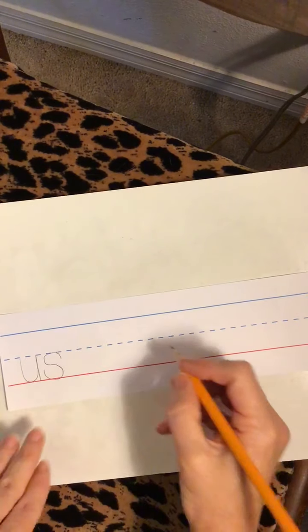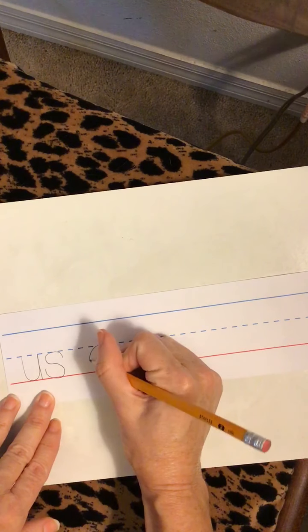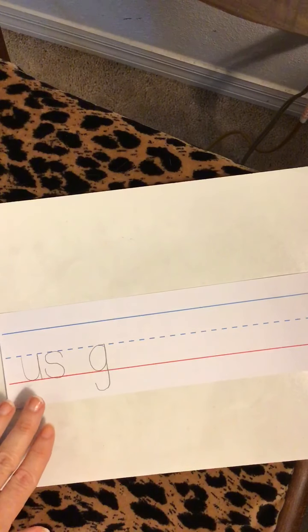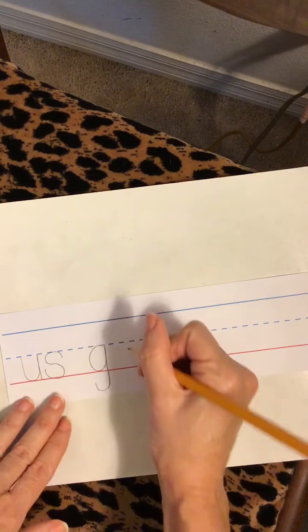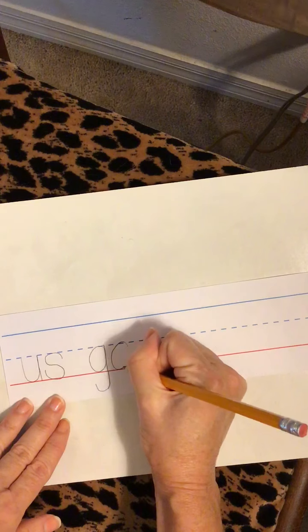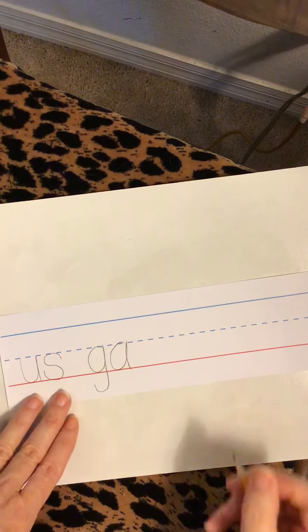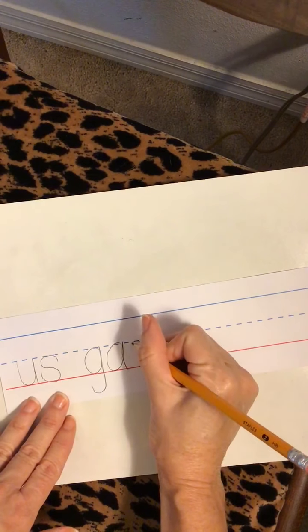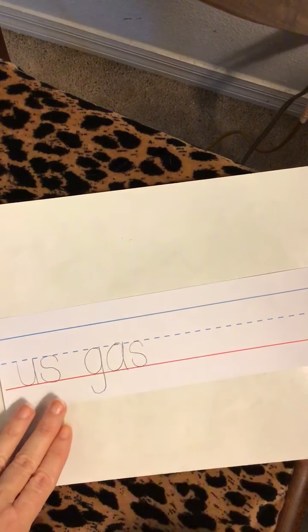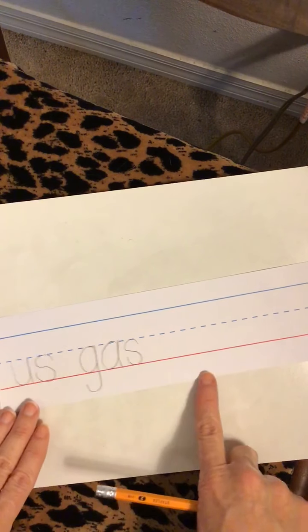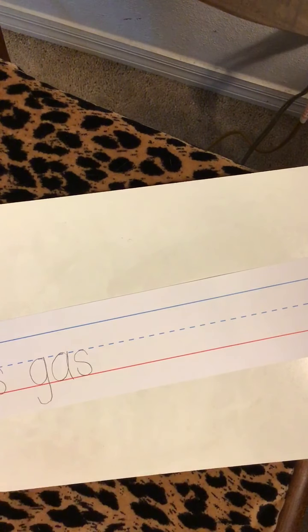So the first sound is g, g, g. What letter is that? G. The middle sound or vowel sound is a. That's an A. And the last sound is S. So far we have us, gas. Pause if you need to. I'm going to keep going.